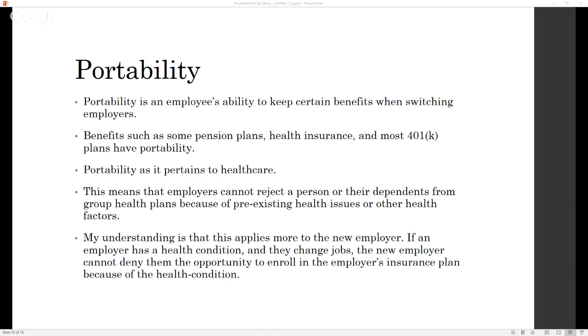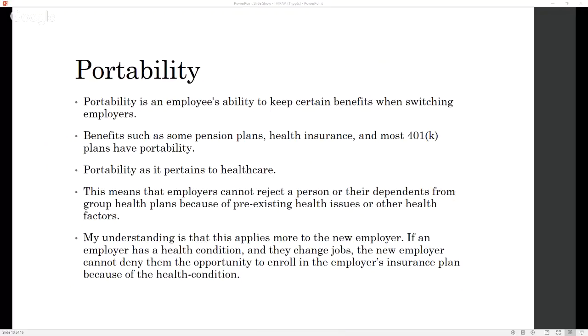So portability, I found, when I first started researching, I thought it was going to be a lot more complicated than it really is. It's a pretty simple idea, from my own understanding. It's an employee's ability to keep certain benefits when switching employers. Portability can apply to a lot of things, not just health, because it could be pension plans, 401ks, or retirement, things like that. But health insurance is covered under there as well.